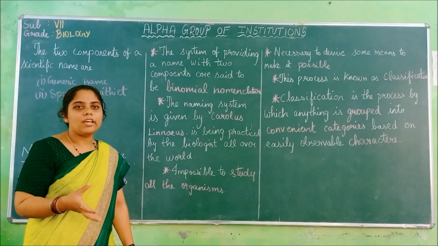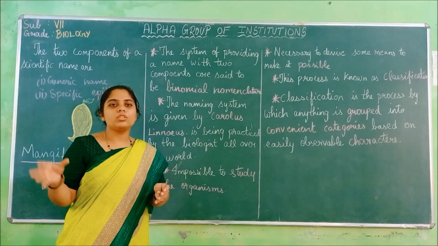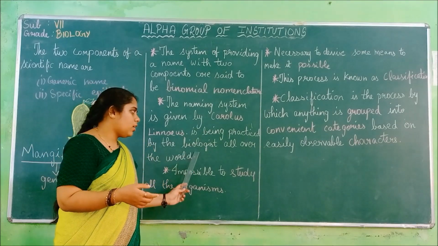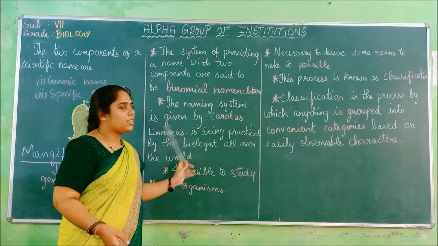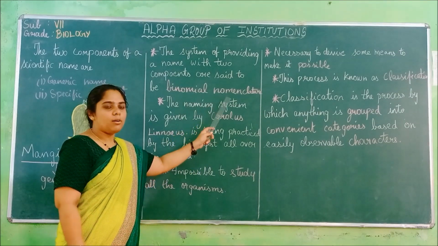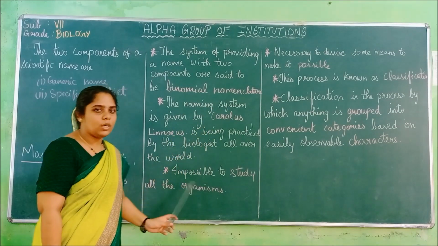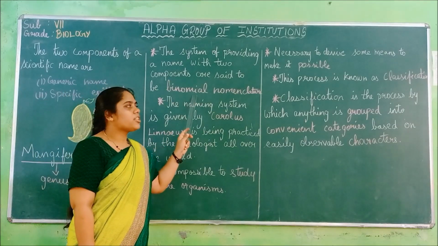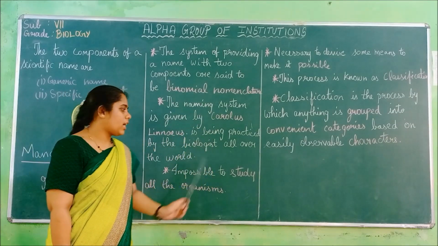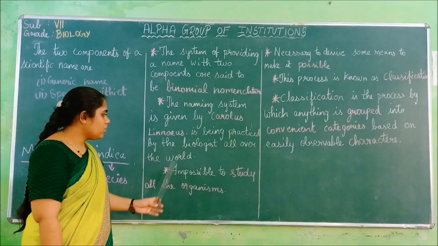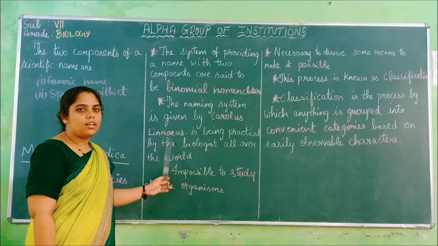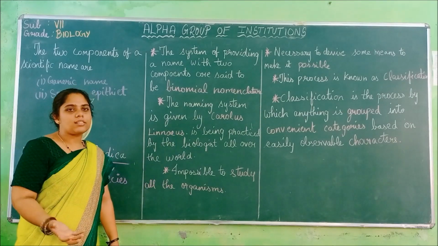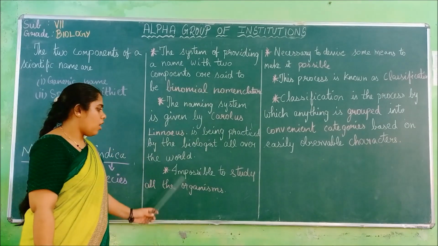Those are the biologists who are related to living organisms, studying about them. Those biologists are following this Carolus Linnaeus binomial nomenclature all over the world. So this is one of the most famous systems for naming organisms till now. And Carolus Linnaeus is a taxonomist who was involved in classification and naming of organisms.